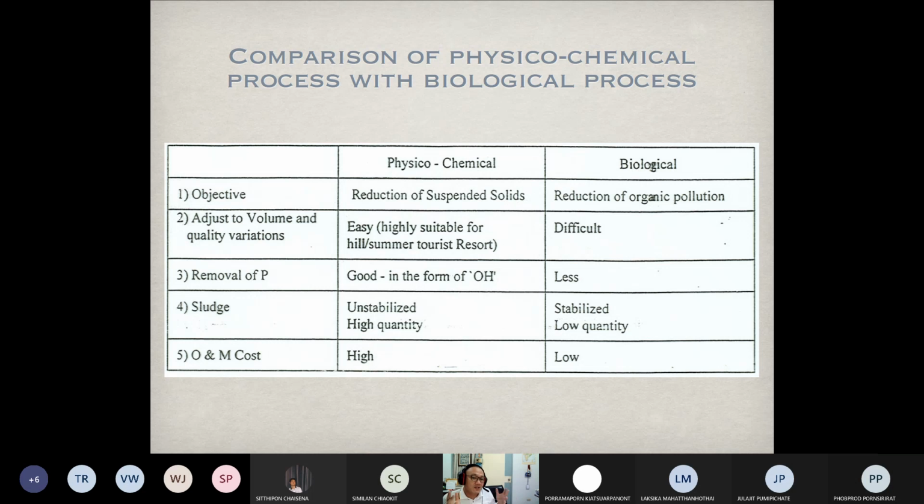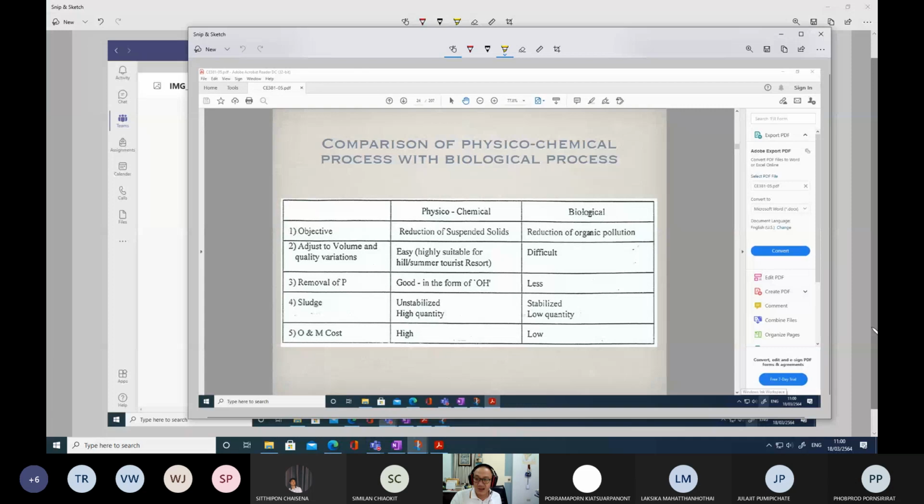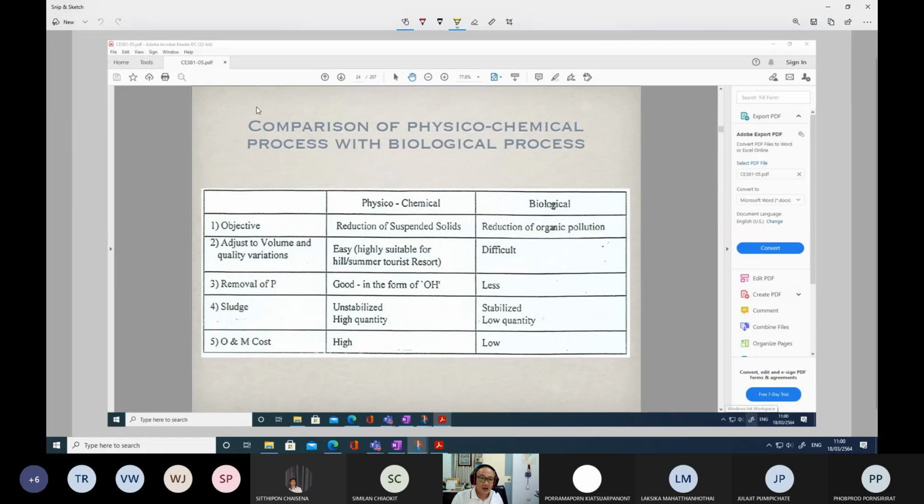So in terms of volume and quality variations, we can say that the physical chemical process is easy to adjust. But for the biological process, it's very difficult. If you really look into the process, who really drives the process? The biological process is like this. Organic matter, we add the oxygen, and then we allow the microorganisms to degrade the organic substances which come along with the wastewater. And this we normally measure in terms of the BOD.